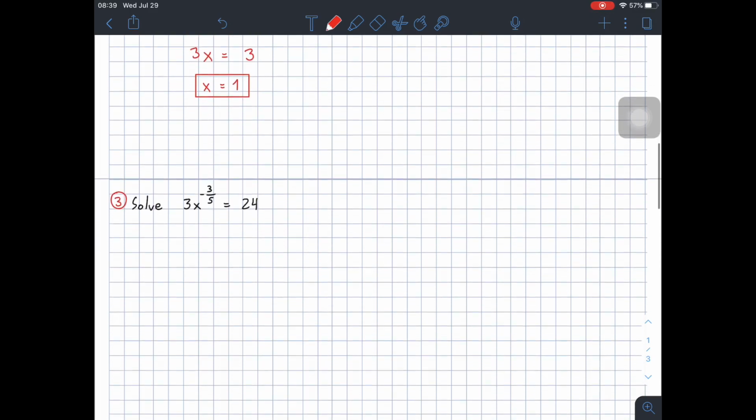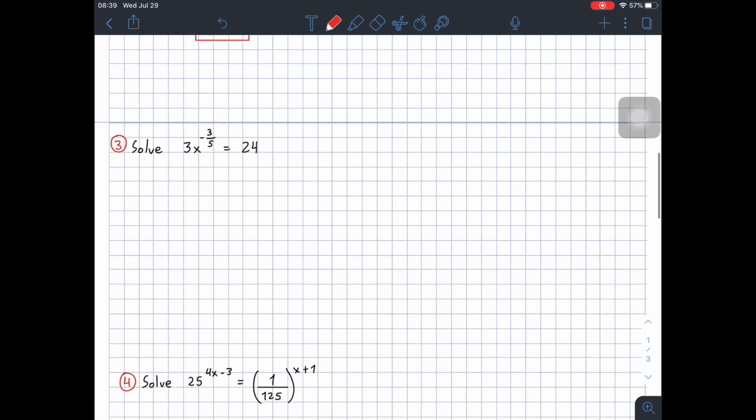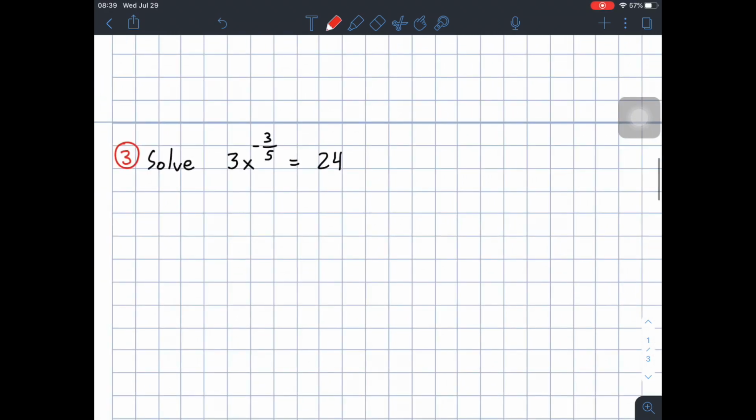This looks a little bit more difficult. Let's see. It says 3 times x to the power of negative 3/5 equals 24. In this case, pay attention that the exponent is only affecting the x, okay? If we do not have a parenthesis involving all of the numbers, or 3x in this case, then the exponent is only affecting the term we have to the right, okay?